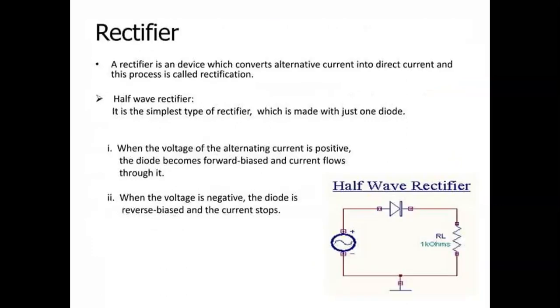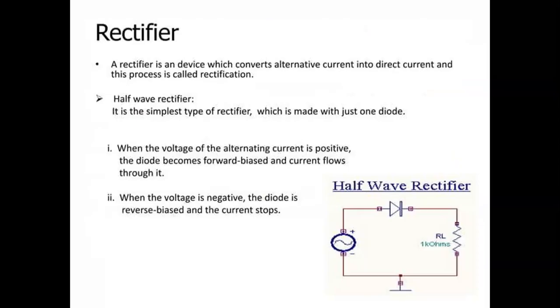These are the applications. Rectifier: this is the half wave rectifier circuit. At that time only the positive half cycle will be produced. A rectifier is a device which converts alternating current into direct current. So the rectifier process means alternating current is converted into direct current. This process is called rectification.